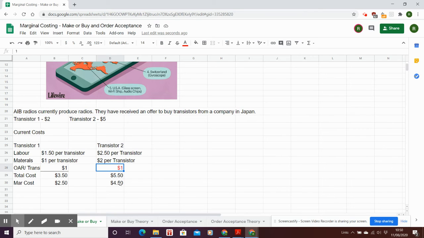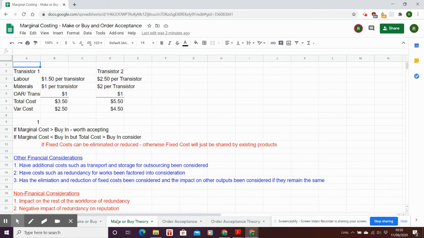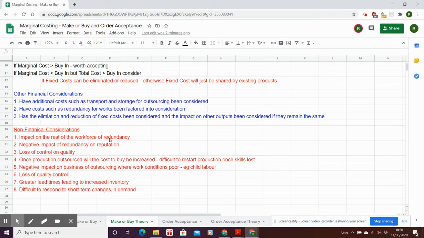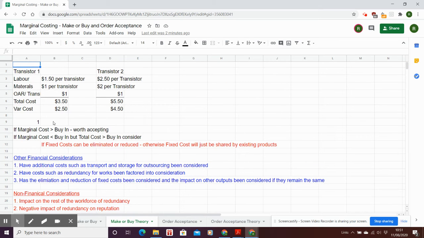Okay, obviously, if the total cost of manufacture is more than the cost of buying in the component, from a financial point of view, it would always be worth doing. Now, it's not quite that straightforward as well, particularly if you get an exam question and in the real world. So let's look at some of the things that we need to consider and some of the rules for making or buying a product.